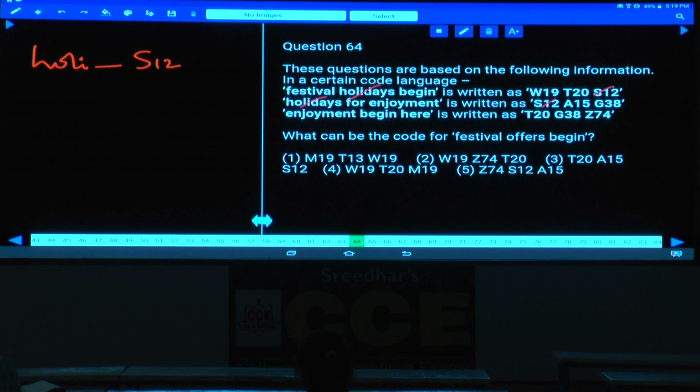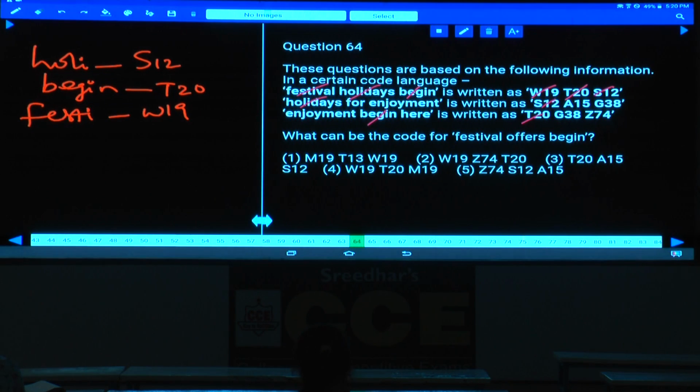Then festival and begin. Now begin is the word which is common between these two. As begin is common between these two, then what is the code here? W19, T20, T20 is common. Hence the code to the word begin is T20. Then what is left over here? Festival. And what is the code to the word festival here? Festival is W19.